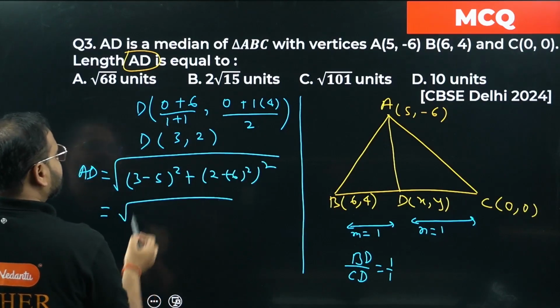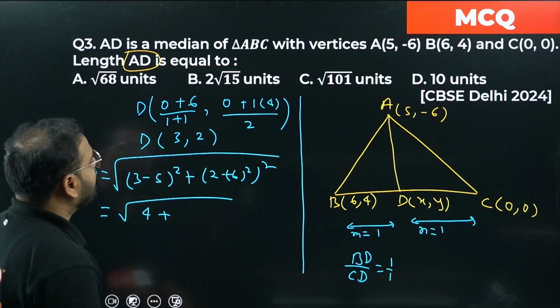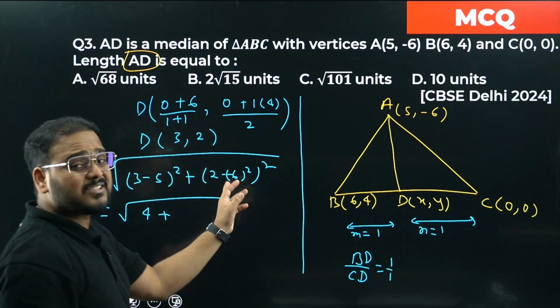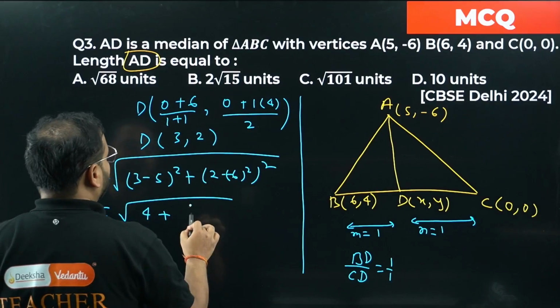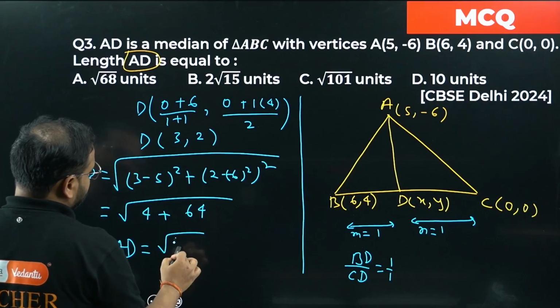Please check. 3 minus 5 is 2, 2 square is 4. 2 minus 6 is how much? Sorry, 8. 2 minus minus 6 is 8. 8 square is what? 64. Answer for the length AD is coming as root 68.